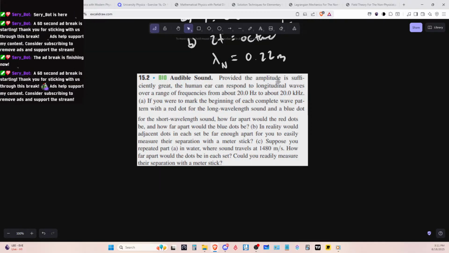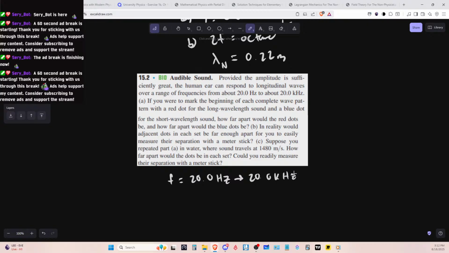Let's see. Providing the amplitude is significantly great, the human ear can respond to longitudinal waves over a range of frequencies of about 20 hertz. Okay, so we're given 20 hertz. So that's the frequency, 20 hertz, to about 20 gigahertz. Oh, okay. So that's a range. So we'll just write that for what the information is given.